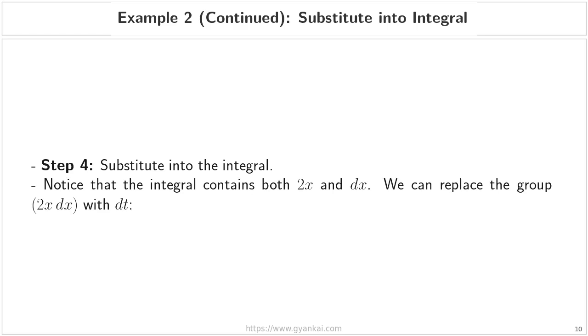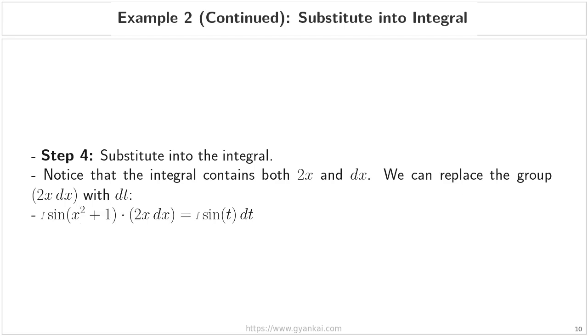Now look closely at the integral we have, the integral of sine of x squared plus 1 multiplied by 2x dx. Notice that we have both 2x and dx appearing together as a product. This is crucial. From step 3, we found that the differential of t with respect to x, which is dt by dx, is equal to 2x dx. That means we can directly replace the entire expression 2x dx within our original integral with simply dt.